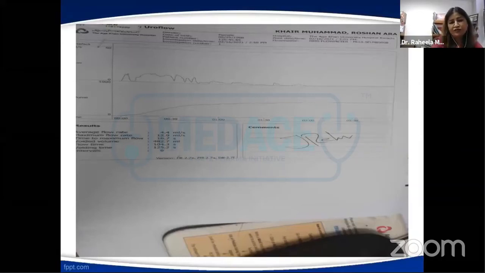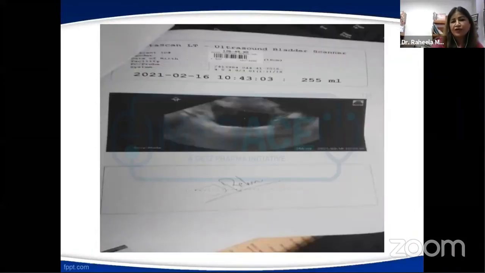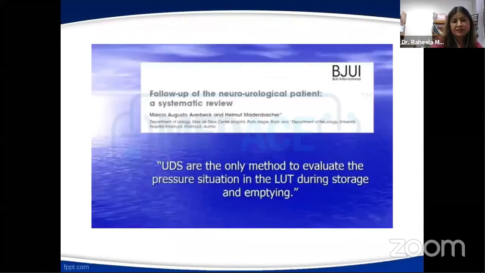My colleagues, urologists, would say obstruction. I would say detrusor underactivity, and the debate would start. So let's look at the post-void residual, 255, still a lot left in the bladder. So what do you do? In such situations, of course, you would agree with me, urodynamics is the answer. And as the evidence says, urodynamics is the only method to evaluate the pressure situation in the bladder during storage and emptying. So there's no controversy. We have to do urodynamics.